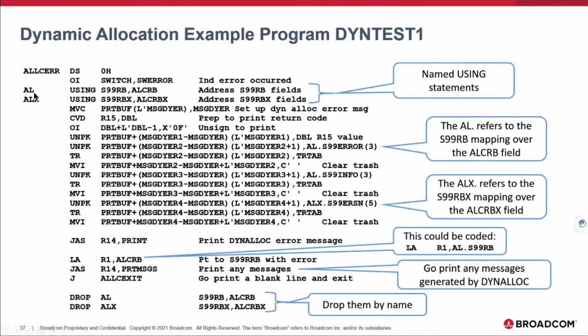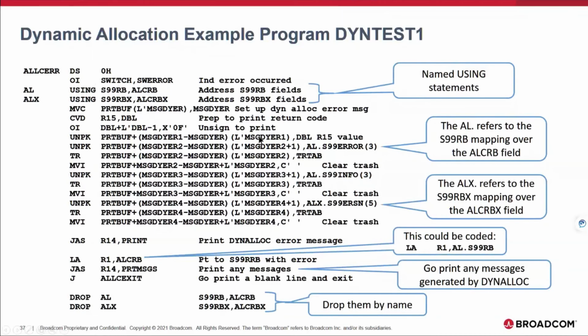So I'm using a named using statement here. So I'm going to map using the S99RB DSECT. I'm going to overlay that mapping on the allocation RB and the allocation RBX. I'm going to put the S99RBX on top of it. And so these are the names for those using statements.